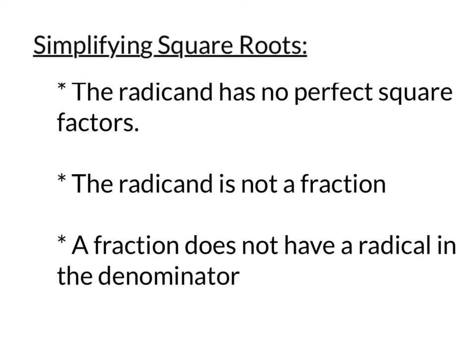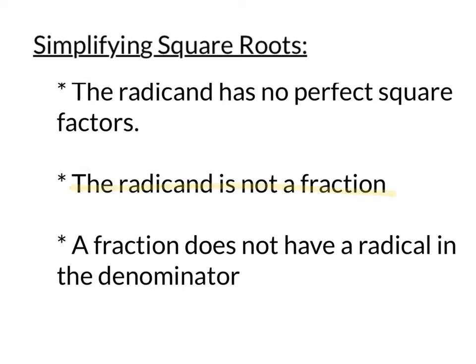The first one is that the radicand, that number that's underneath the square root, can't have any perfect square factors. We want to take the square roots of those perfect squares out of the number. The second rule is that the radicand, the number under the square root, is not a fraction. And the last rule is that if we have a fraction, it can't have a radical or a square root in the denominator. Right now, we're not going to go through all these and see every variation of the different types of radical expressions that have to be simplified, but we will look at a couple in particular.